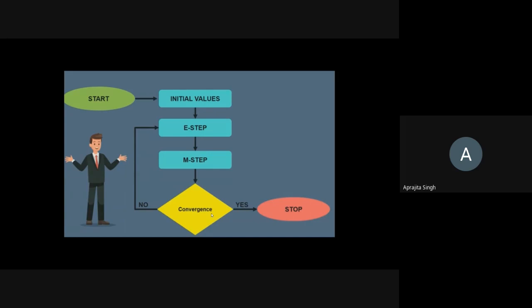Convergence means that the value matches our expectations. And if they don't match the expectation, you go to the E step, then to the M step, and keep doing it till there is a convergence. At a particular point in time the probabilities will not change, and then you stop. So how do you go about it?